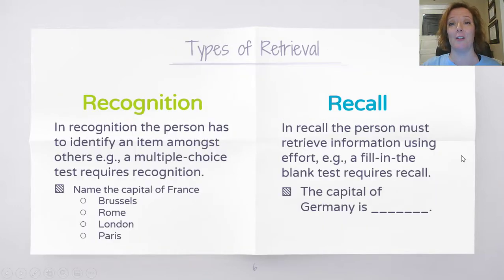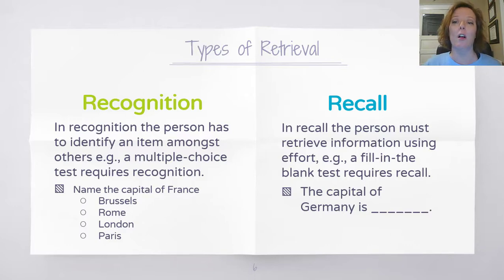There are two types of retrieval, and you may have heard me talk about these in class already. The first one is recognition. In recognition, the person has to identify an item amongst others. So a great example of that is going to be a multiple choice test. You are given options and you have to recognize the correct item out of that list. So if you are to name the capital of France, you have some different options to pick from and you know that the answer is in there somewhere. You just have to recognize it. It's a little bit of an easier way of getting the information out.